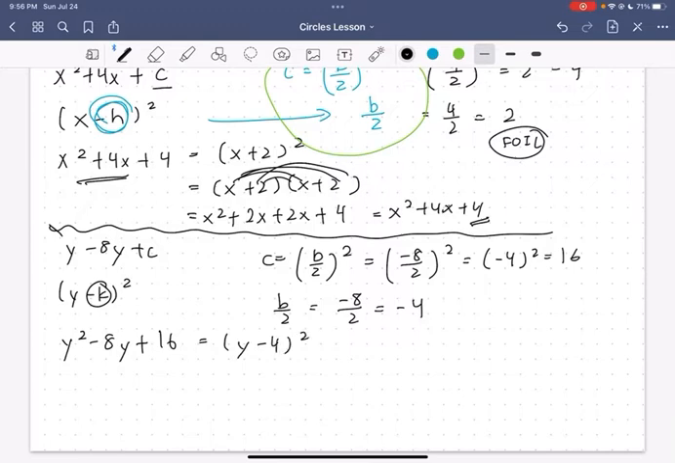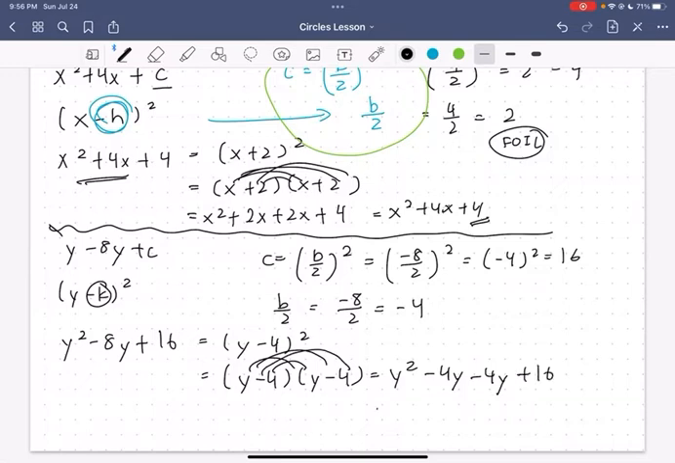the whole square. Once again, I want to prove this to you. So y minus 4 times y minus 4 using the FOIL method. First is y squared, outer is negative 4y, inner is also negative 4y, and last, negative 4 times negative 4 is positive 16. So you get y squared minus 8y plus 16.